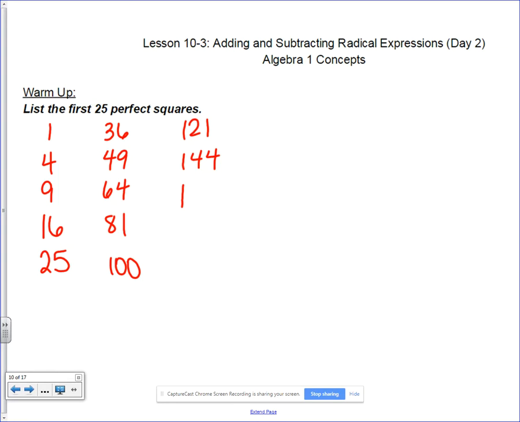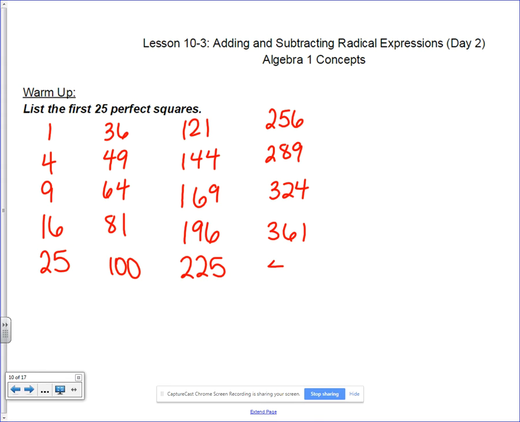So this is 12 squared. Now 13 squared. 15 squared. That's 15. How about 16? You should have your calculators out. 256. 17 squared. Keep going. So this is the first 20 perfect squares.